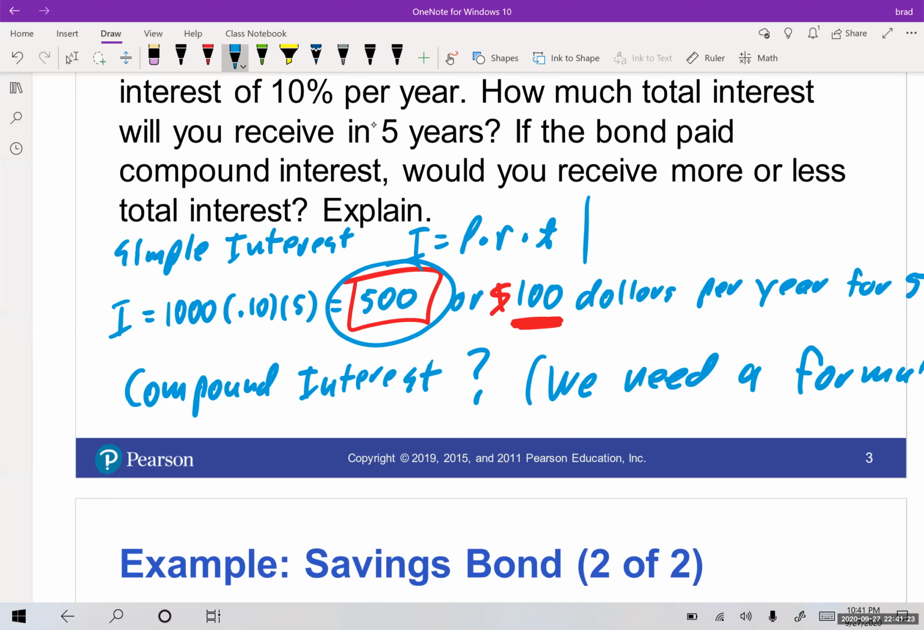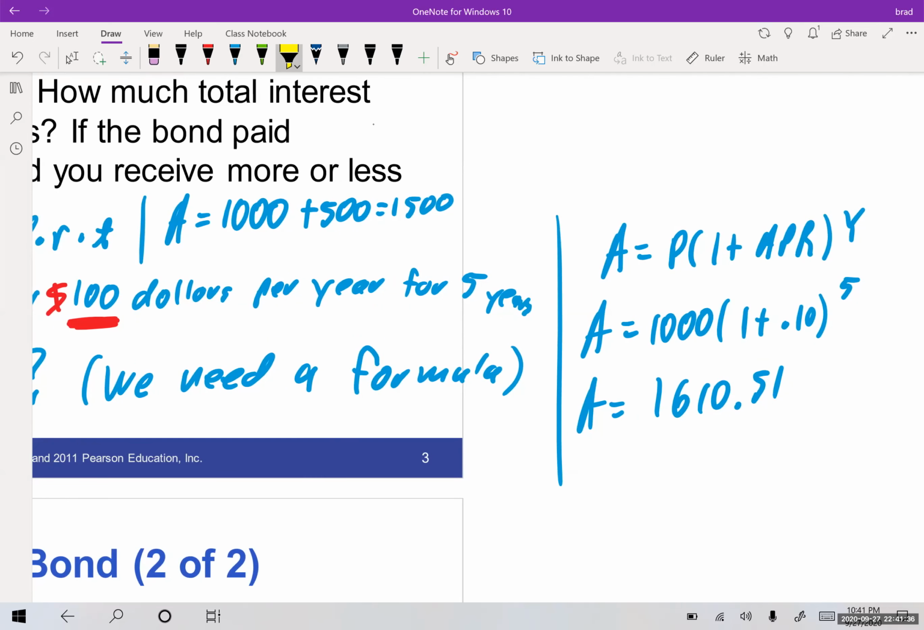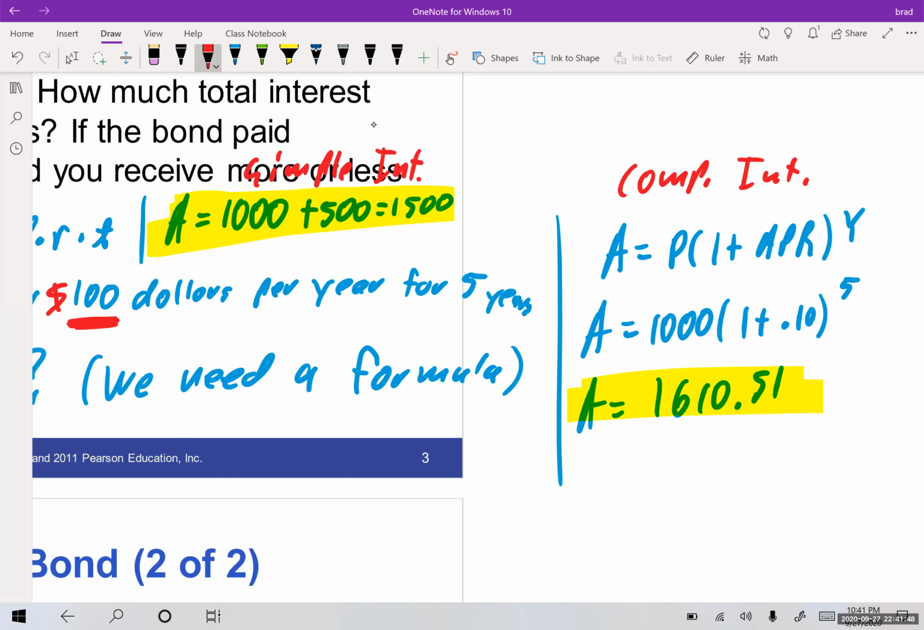Now notice, from this one, we acquired $500 in interest, but it didn't actually tell us how much money was in the account. So for simple interest, we started off with a $1,000 investment and we added 500. So we now have 1,500. So we can see simple interest versus compound interest. This is compound interest and this is simple interest. Compound interest gave us about $110 more, give or take. So we definitely made more with compound interest.